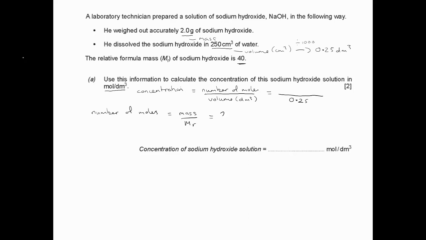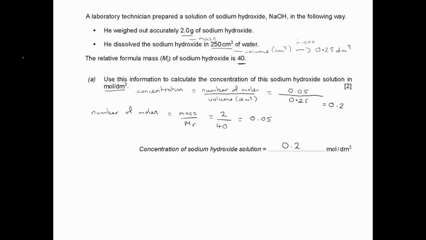So the mass in the question is 2. The molar mass the question tells us is 40. So 2 divided by 40 is 0.05. So if I put 0.05 on there, then the concentration is going to be 0.05 divided by 0.25, which, if you put that into your calculator, you should get 0.2. So our answer here is 0.2 moles per decimeter cubed.